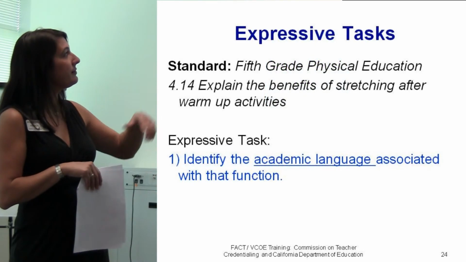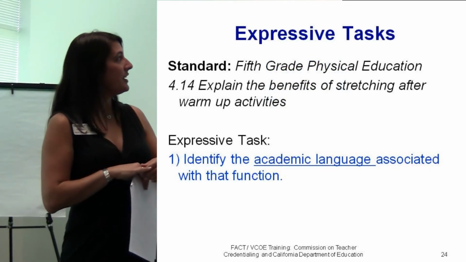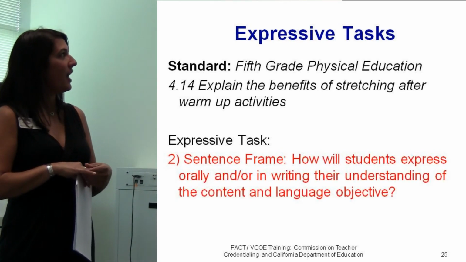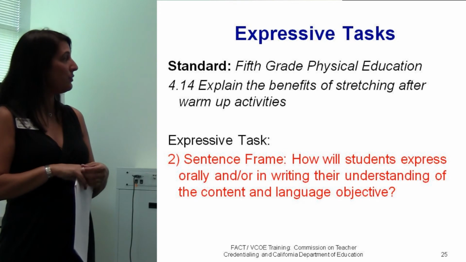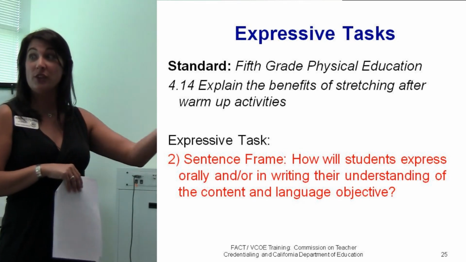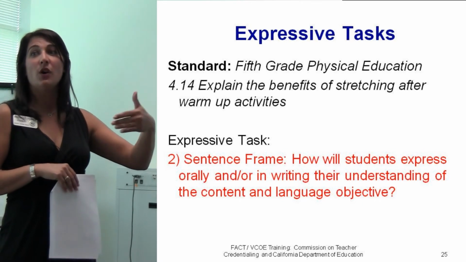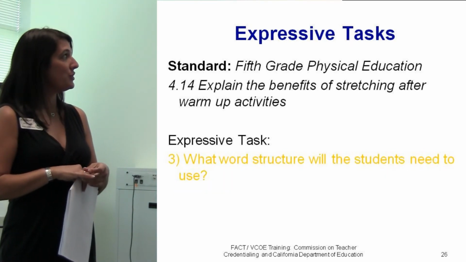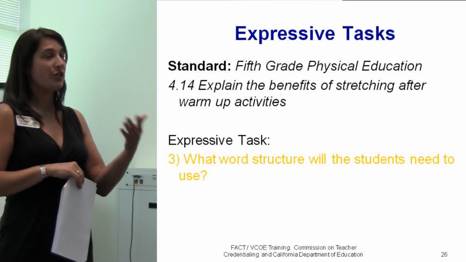All right. So first step is to identify the academic language. And then how will students express orally and in writing their understanding of the content and language objective? What will it look like? If a student's response is to mastery, what will that look like? And then what word structure will the students need to use in order to produce that language?